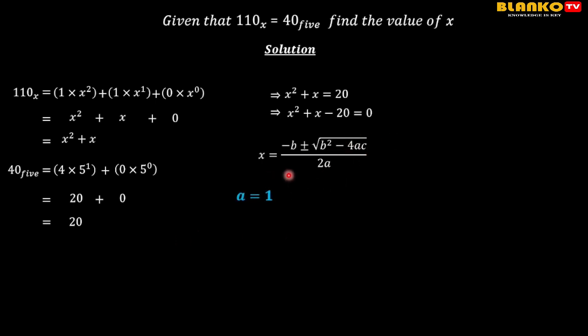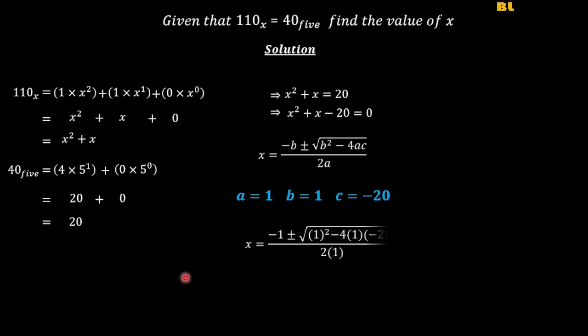Alright, so a is equal to 1, b is equal to 1, and c is negative 20. I hope you are following it. So we are going to substitute these values into our formula to solve for x. So we have x equals negative 1 plus or minus the square root of 1 in the bracket squared minus 4 times 1 in the bracket times negative 20 in the bracket, all over 2 times 1 in the bracket. I hope you are following it.